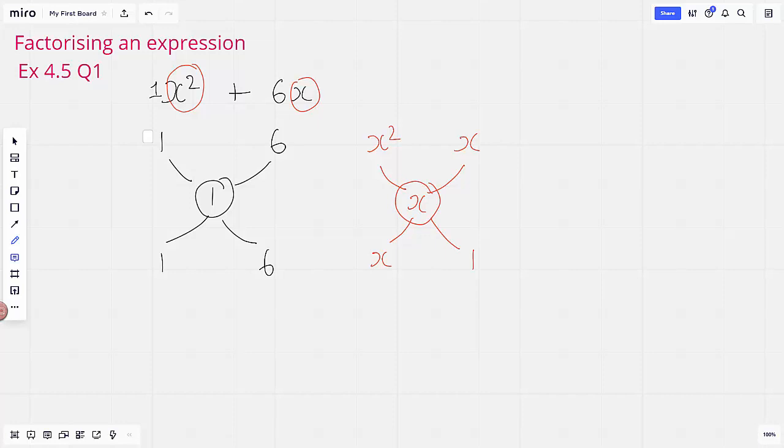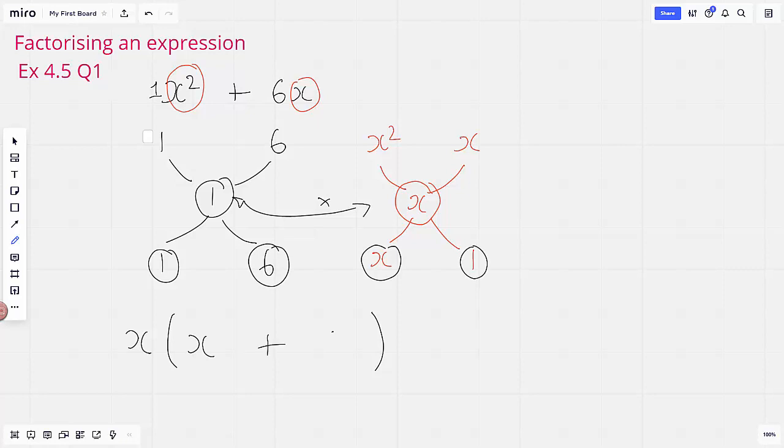So now we can start to write our solution. We'll put down our brackets, and we're going to take this number here and multiply it by that number there. 1 times x is x, so I'm pulling out x out of these two terms inside the brackets. And we're left with 1 for the first term multiplied by an x to give me x, and for the second term I've got 6 times 1, so I've got a plus 6. A bit trivial in terms of the degree of difficulty, but the process is what's important. There's my solution, x into x plus 6.